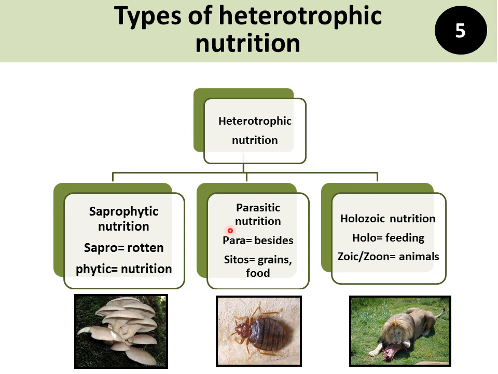Now the parasitic nutrition, it is a combination of two words. Para means beside and sitos means grain, food. So parasitic nutrition is the nutrition in which organisms obtain their food from the body of the host and cause damage to their body. Now holozoic nutrition, it is also a combination of two Greek words. Holo means whole and zoic means animals. So holozoic nutrition is the nutrition in which animals take solid organic food.